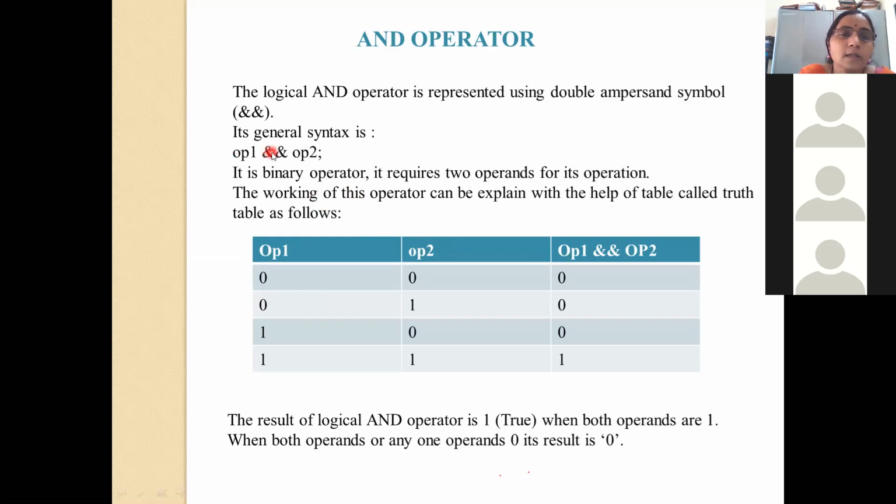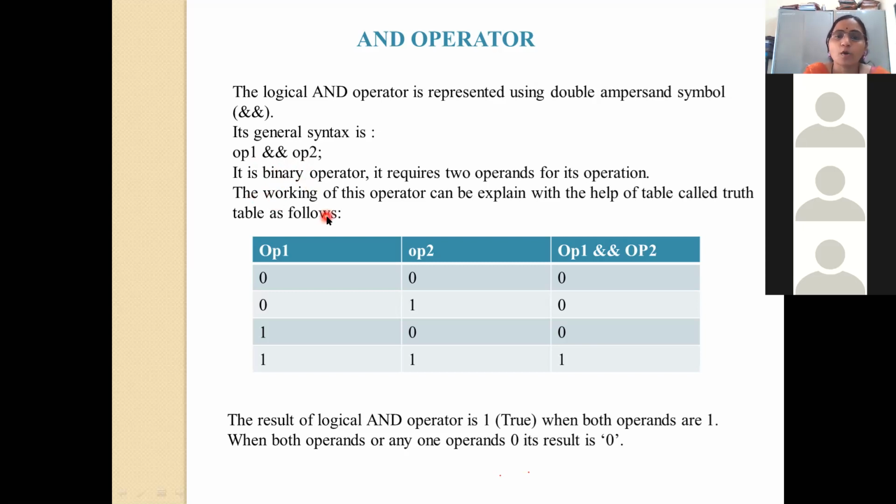Yes. And what is the syntax? The syntax of the AND operator is OP1 AND OP2. OP1 means the first value, the short form of operand 1, and OP2 means the short form of operand 2, meaning value 1 and value 2. It is a binary operator. Why is it called the binary operator? Bi means 2. This operator requires two values to perform the operation, and that's why it is called binary.